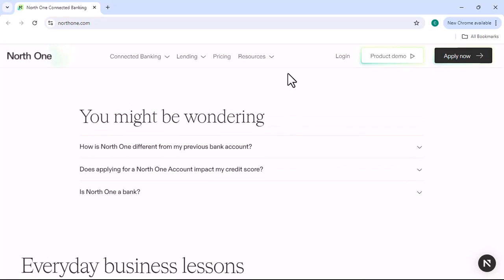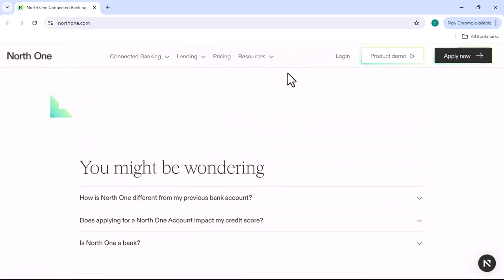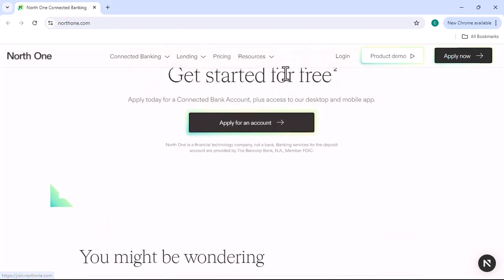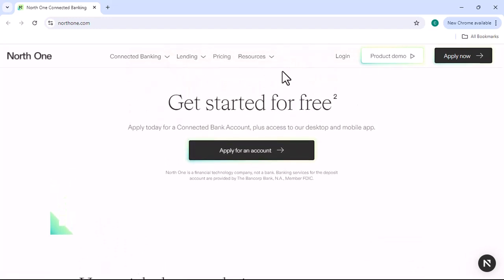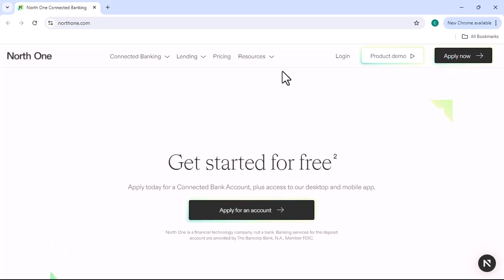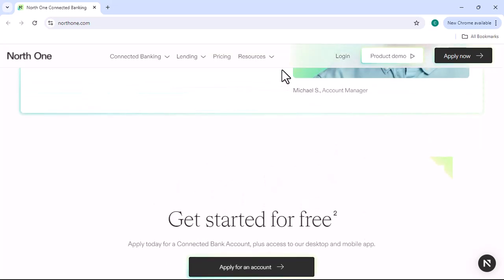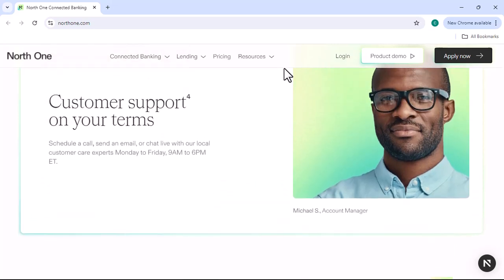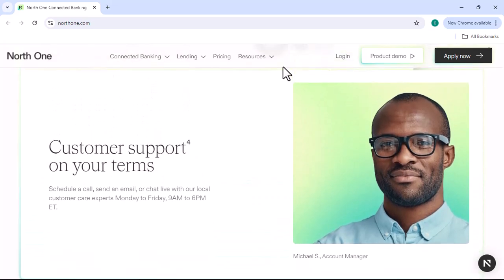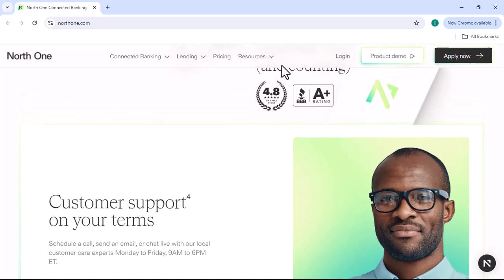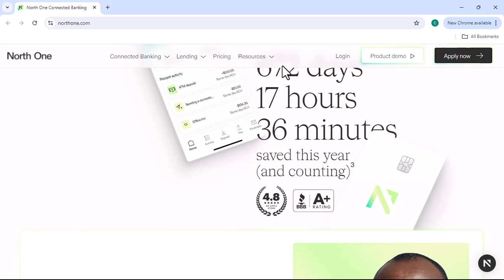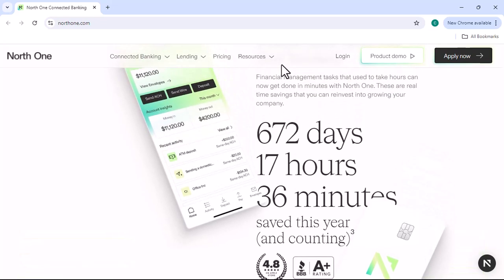So, how do you find out your specific ACH transfer limits with Northone? The best way is to contact Northone customer support directly. They can provide you with the most accurate and up-to-date information regarding your account's specific limits. You can reach them through the Northone app, their website, or by phone. Don't hesitate to reach out. It's always better to be informed than to run into unexpected transaction issues.